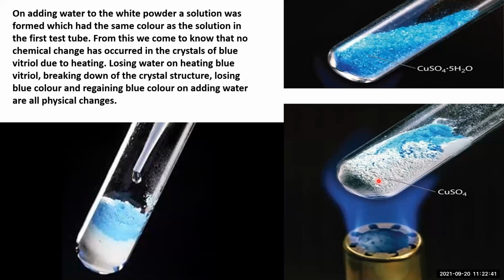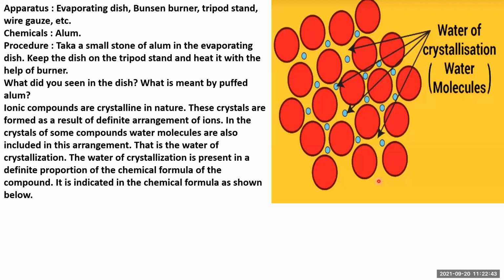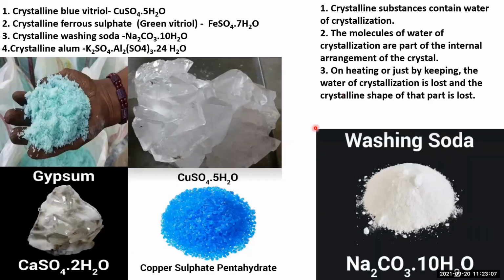Now, water molecules present in the gaps between the molecules of crystals can be shown in this way. These are the gaps, the blue circles are water molecules, and the red circles are molecules of the crystal. There are certain examples of crystals: gypsum, copper sulfate, alum, washing soda, green vitriol, blue vitriol, etc.